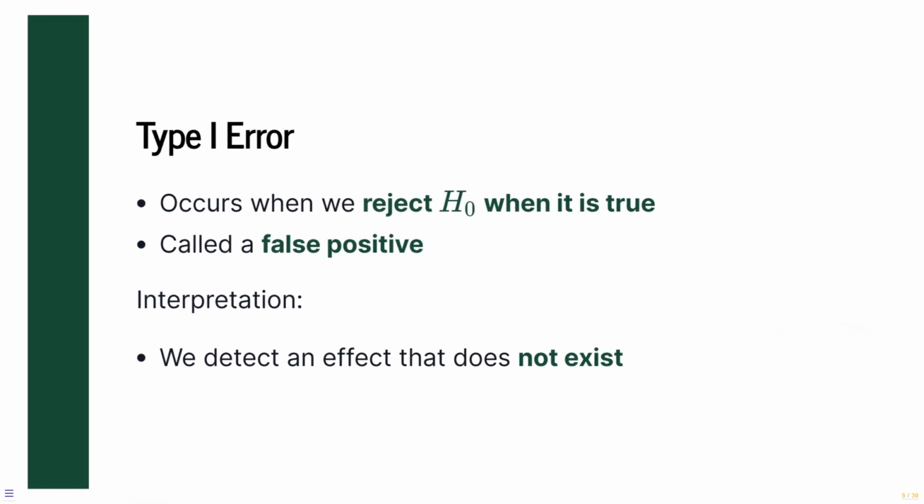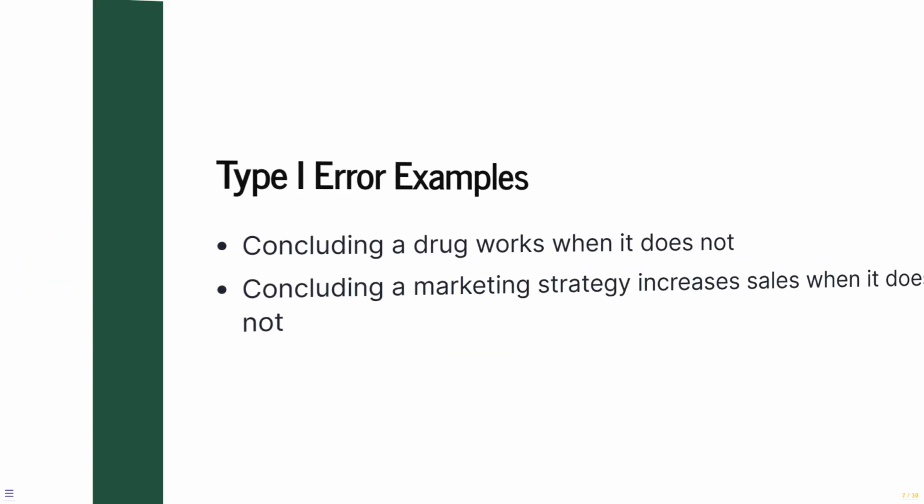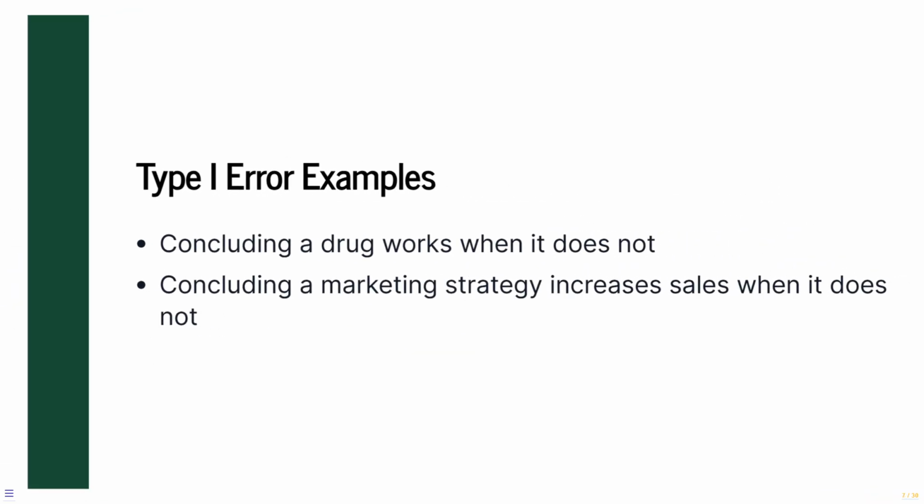A type 1 error occurs when we reject the null hypothesis even though it is actually true. This is often called a false positive because we are concluding that something is happening when, in reality, nothing has changed. For example, we might conclude that a drug is effective when it actually is not, or that a marketing strategy increases sales when it has no real impact. These are situations where we incorrectly detect an effect.